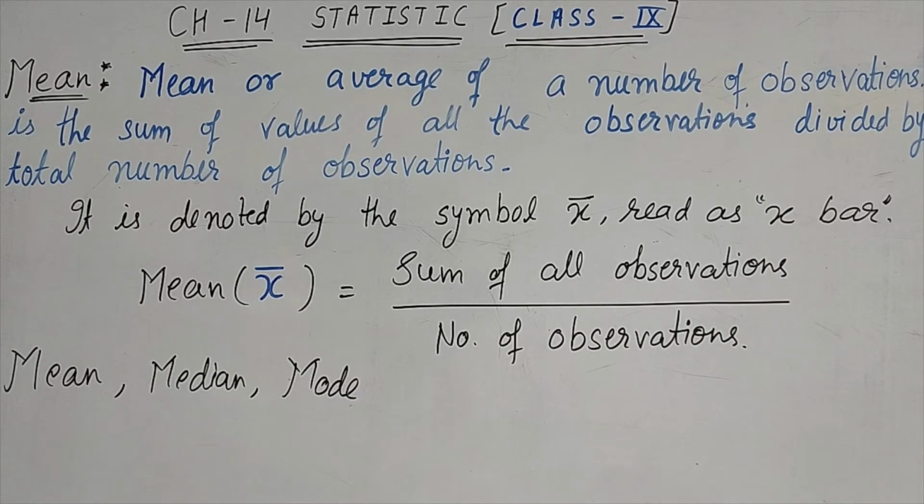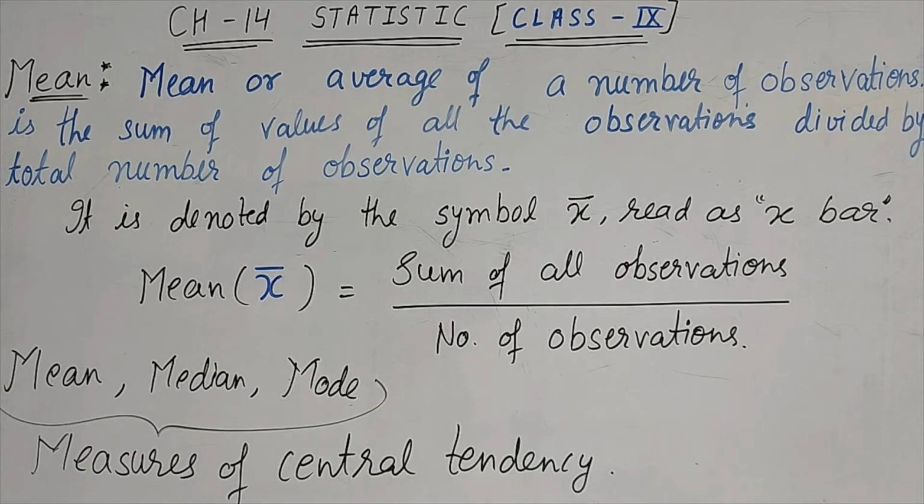Every time it's not possible to plot the graph and then do the comparative study to get some conclusion from the given observations. There are some more terms in statistics: mean, median, and mode of the data. These terms are generally known as measure of central tendency. So in this video, we are going to discuss these measures of central tendency, that is mean, median, mode. First, we will understand what is the actual meaning of mean, median, mode, and also we will learn how to find these terms for any given data.